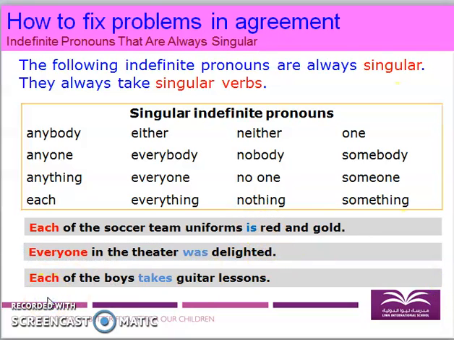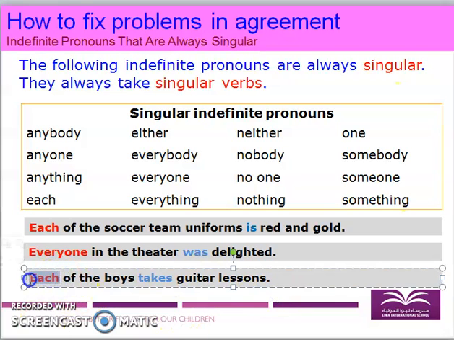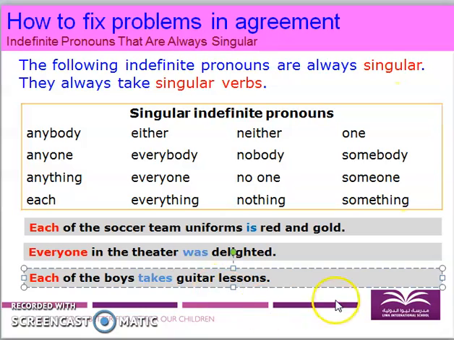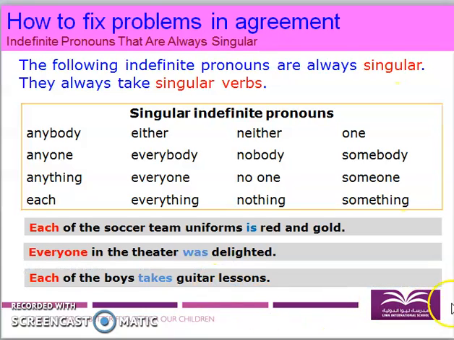Now the third one. Each of the boys takes guitar lessons. Each, again, is our subject. So we should always use a singular verb: takes. Now let us check your understanding.